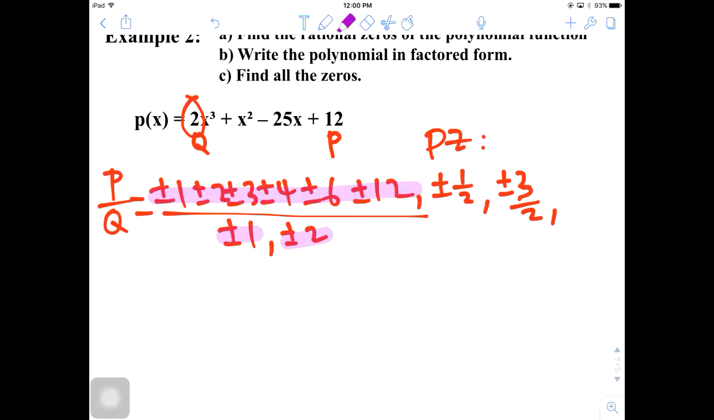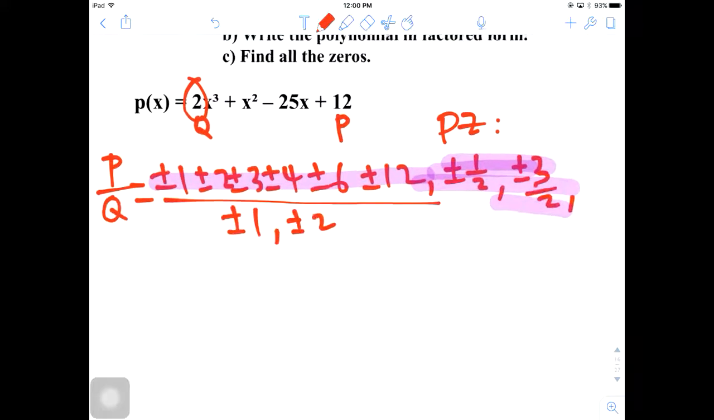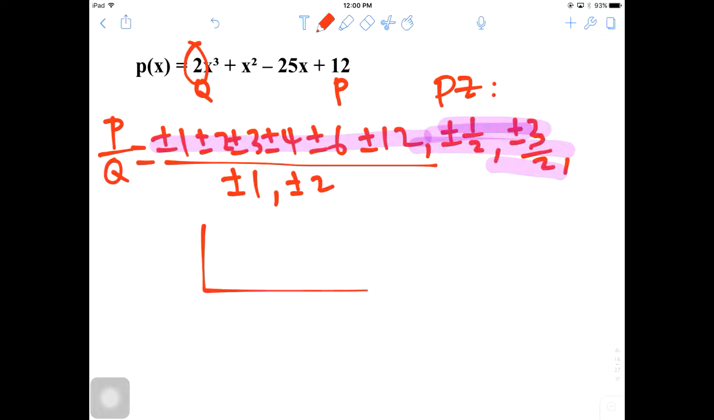So the complete list of possible zeros is right here, everything that is highlighted. We have the complete list on top. Those are all of the possible zeros, and we're going to test one of them. Let's go ahead and bring down the coefficients first.